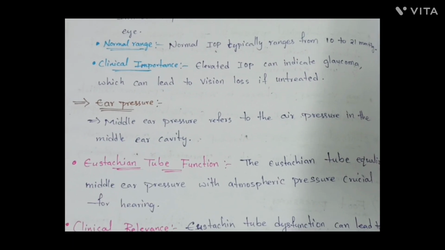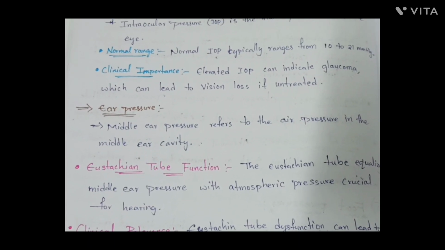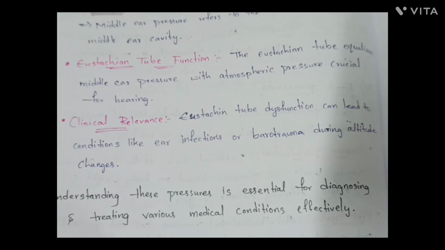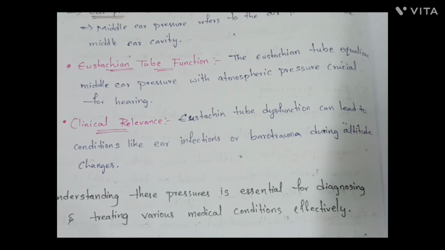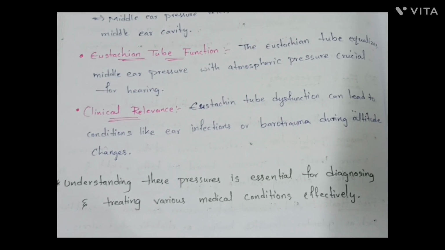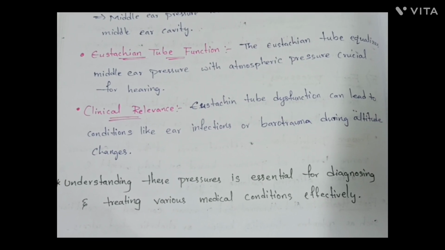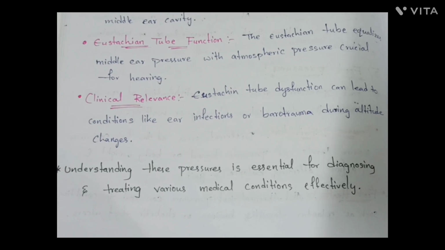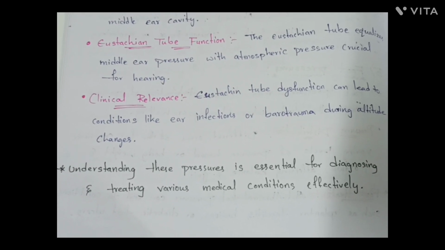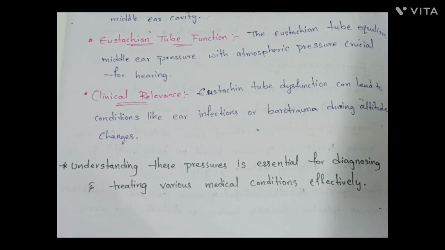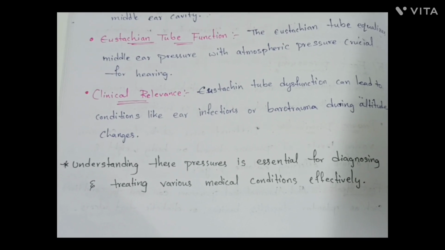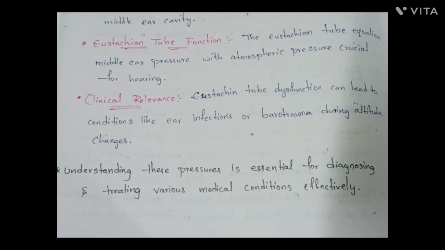Ear pressure. Middle ear pressure refers to the air pressure in the middle ear cavity. Eustachian tube function. The Eustachian tube equalizes middle ear pressure with atmospheric pressure, crucial for hearing. Clinical relevance. Eustachian tube dysfunction can lead to conditions like ear infections or barotrauma during altitude changes.